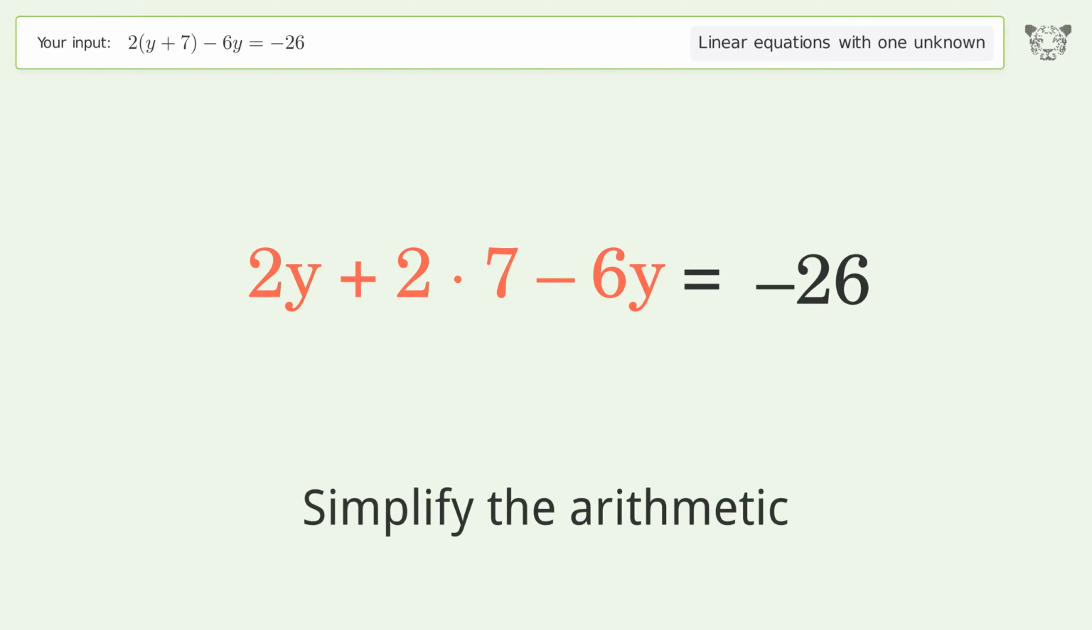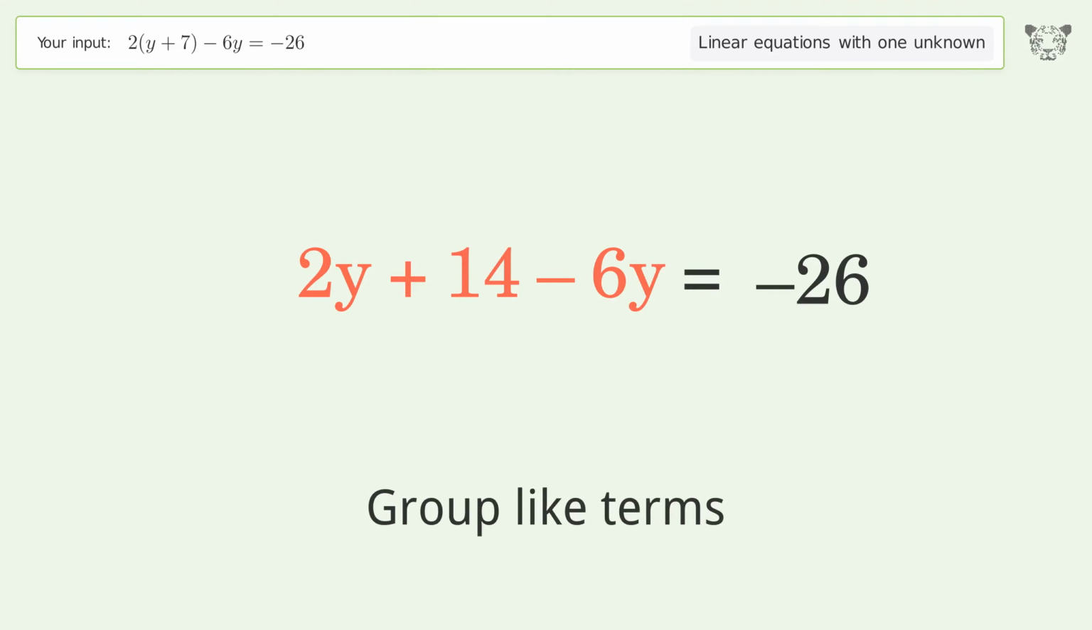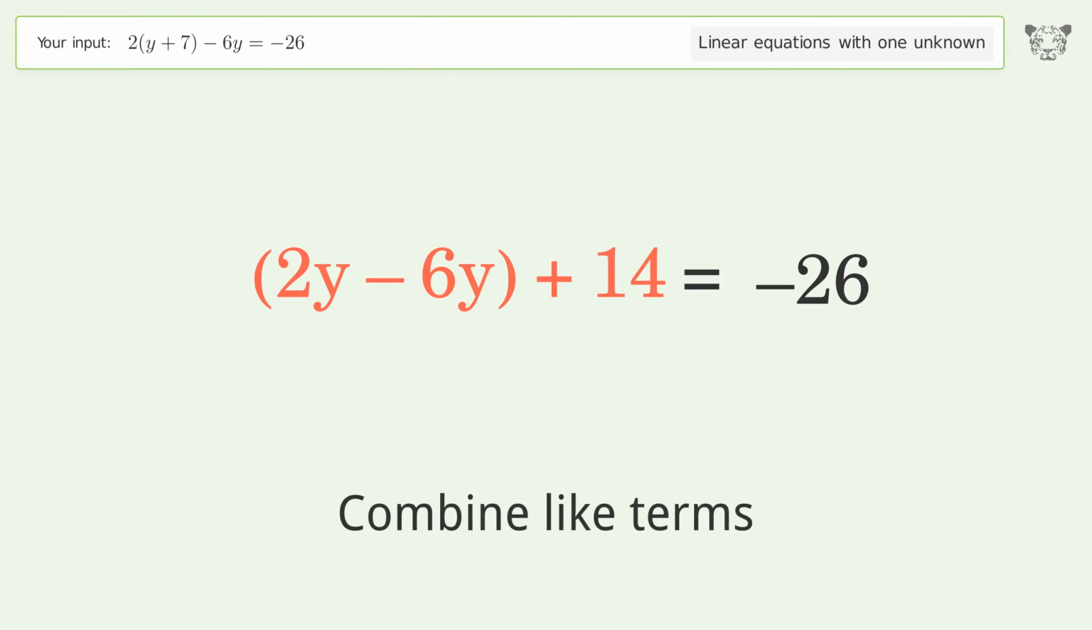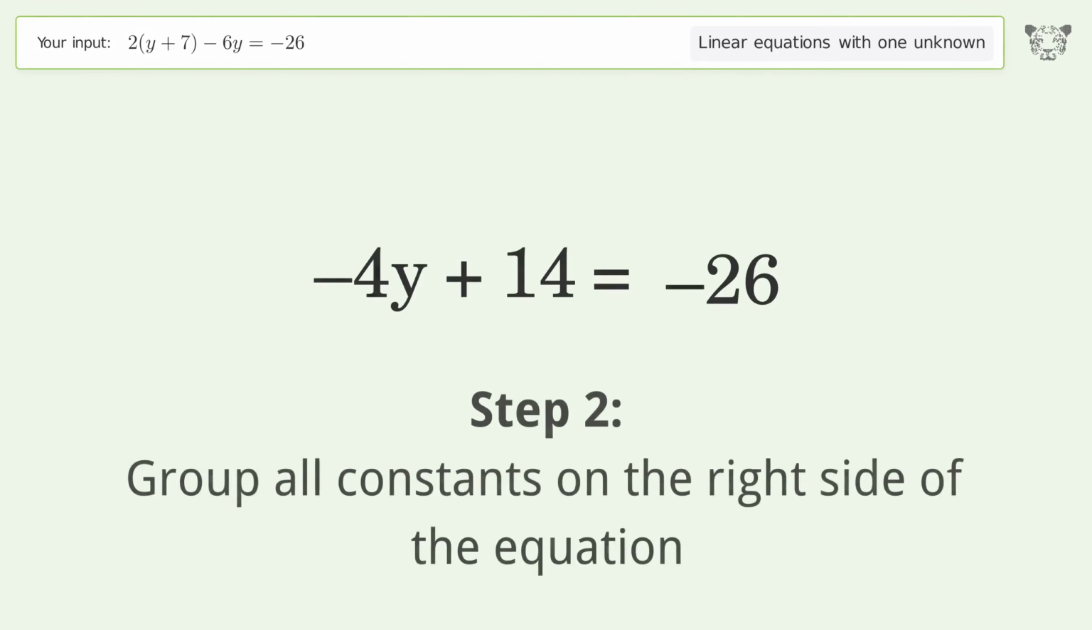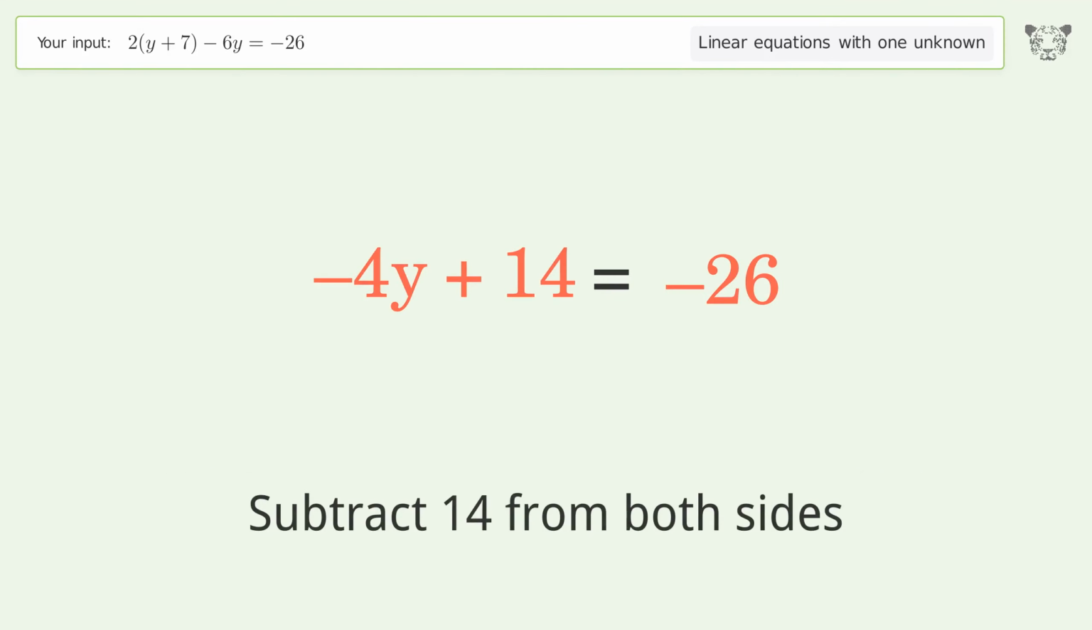Simplify the arithmetic. Group like terms. Combine like terms. Group all constants on the right side of the equation. Subtract 14 from both sides.